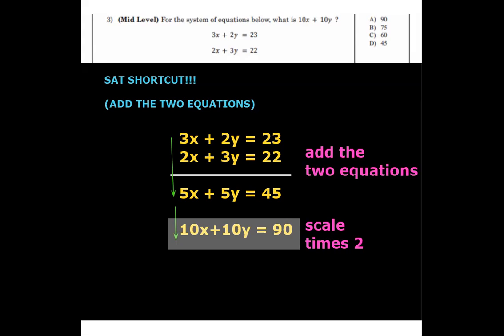We did a few examples like this in class. For example, orders at a restaurant or at a skateboard shop or bicycle shop. If you combine the order number 1 with order number 2, you get 5x plus 5y equals 45. And then doubling that equation, 10x plus 10y equals 90, and the correct answer was A, 90.